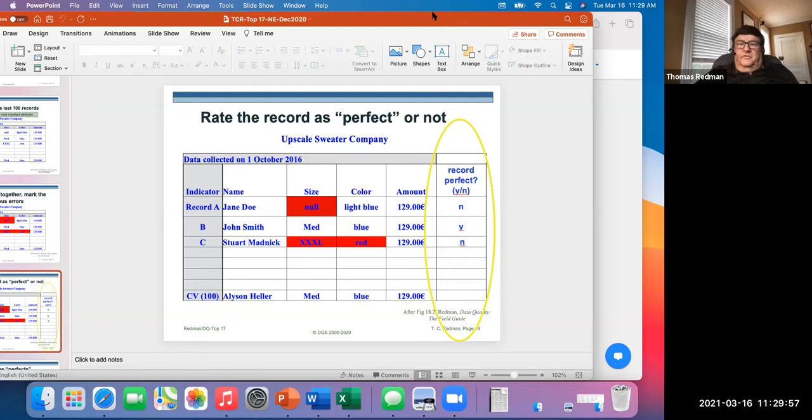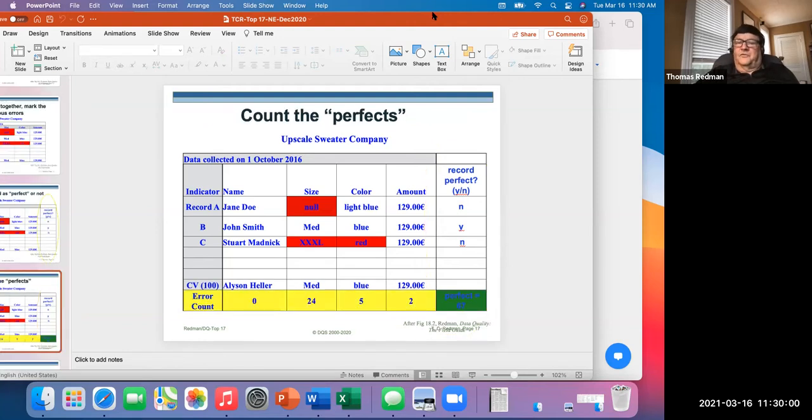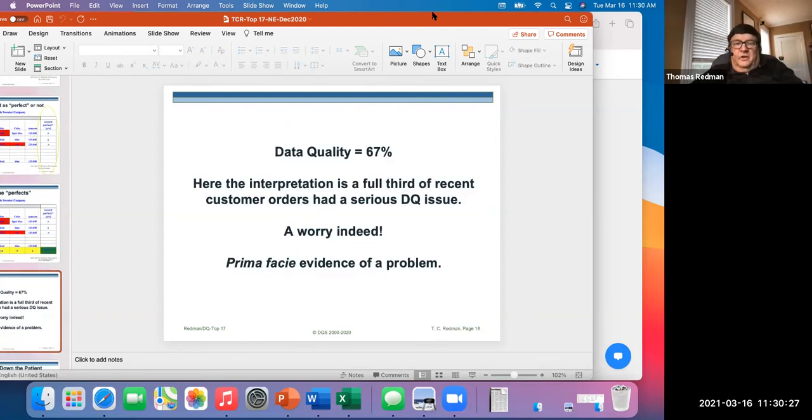And so now we're into the count stage, and now I've counted the number of perfects, and I got 67. And then I count the errors associated with each of the attributes. And you can see that there were 24 errors in size and 5 errors in color and 2 in amount and so forth, right? And now the interpretation of this. And look, our data quality measurement is 67.